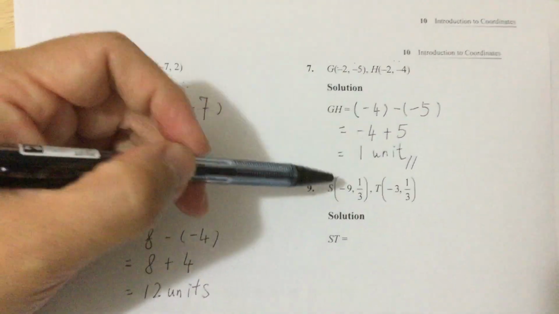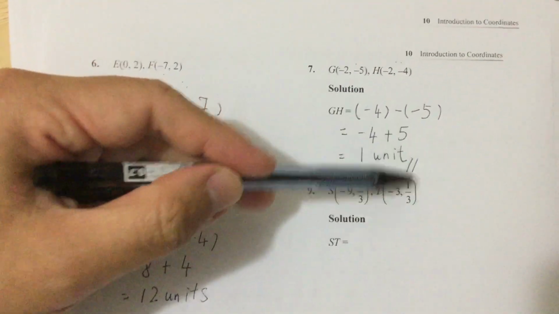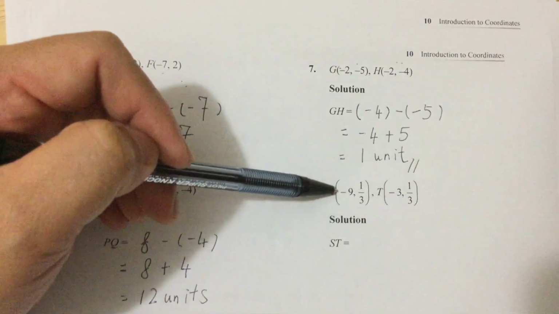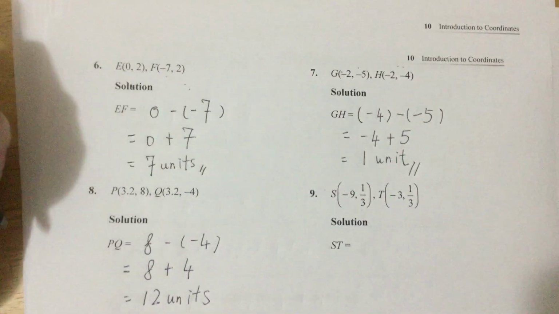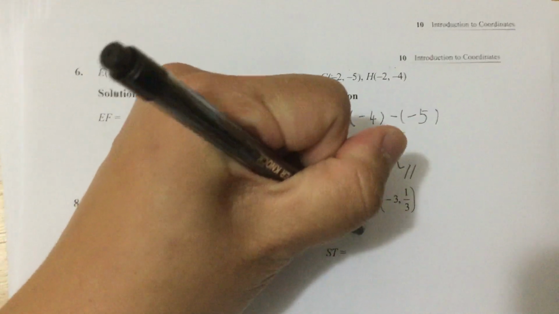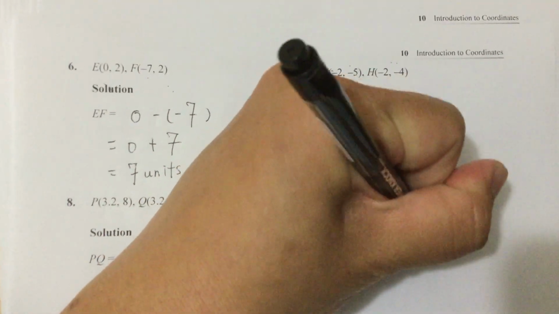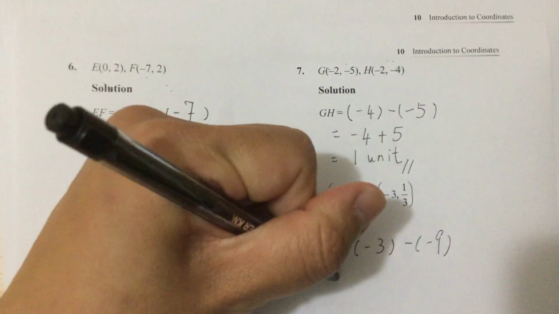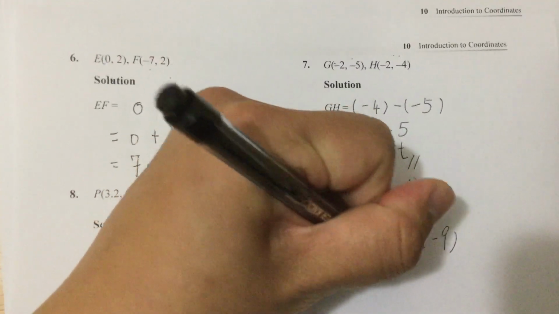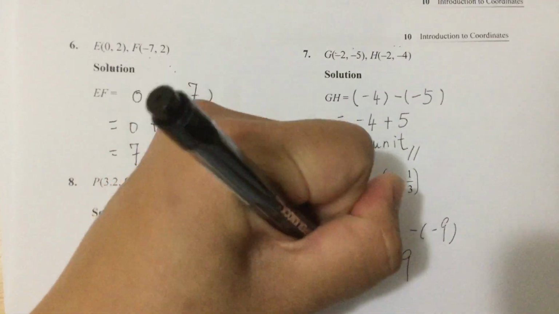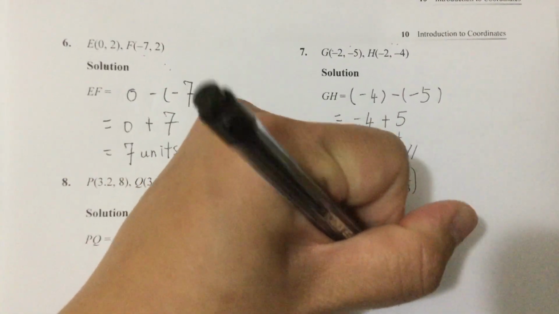Finally, we have this one. Oh, 1/3, 1/3. They're the same. Nothing to consider. So we only consider the -9 and -3. Which one is the bigger? The answer is -3. So you get -3 minus -9. So you get -3 plus 9. So the answer is 6 units.